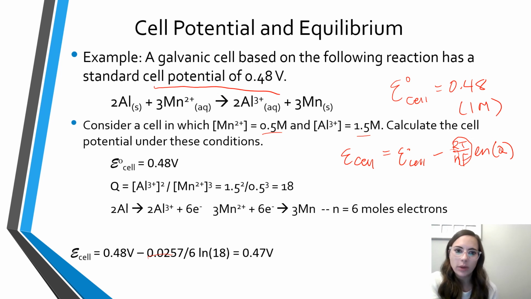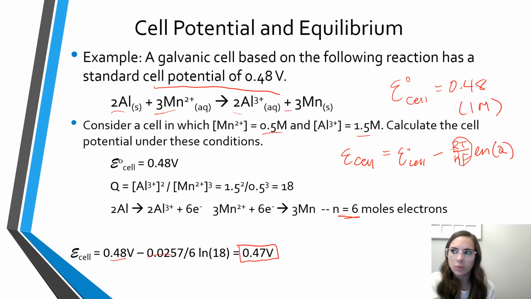And then we have to consider how many electrons are actually being transferred. So every aluminum has 3, but we have 2 of them, so that's 6. Every manganese has 2, we have 3 of them, that's 6. That's why we have these coefficients here, because we have to be balanced. So N is 6 here. So now I plug all of that in, the standard minus 0.0257, that's standing in for that RT over F, divided by N, which is 6, times the natural log of 18 gives me 0.47.